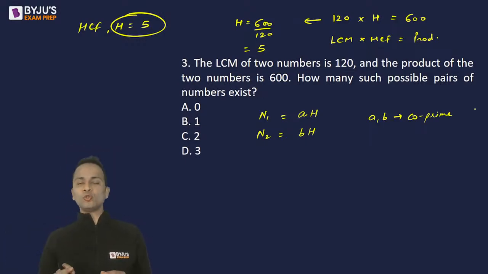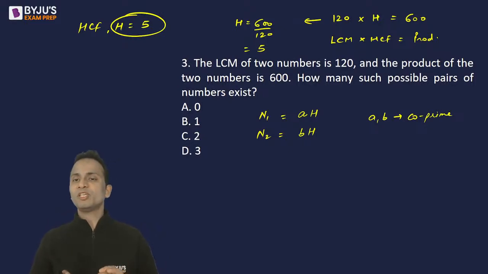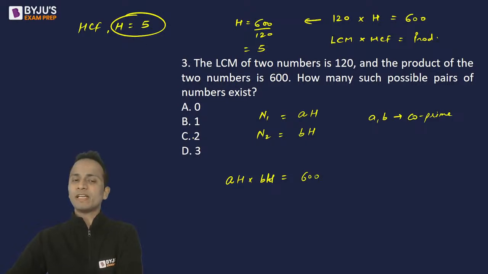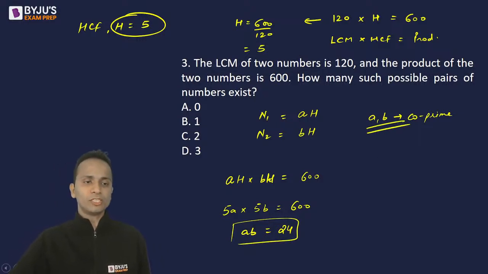So if the numbers are assumed as the multiples of HCF, then the remaining parts of these numbers, A and B, will always be co-prime with respect to each other, okay? Now the product of the numbers, again I'll use the above formula, AH multiplied by BH is equal to 600. H is given as 5. So 5A multiplied by 5B is equal to 600. So the product of A and B comes out to be 600 divided by 25, that is 24. So the product of A and B is 24, where A and B are co-prime with respect to each other.